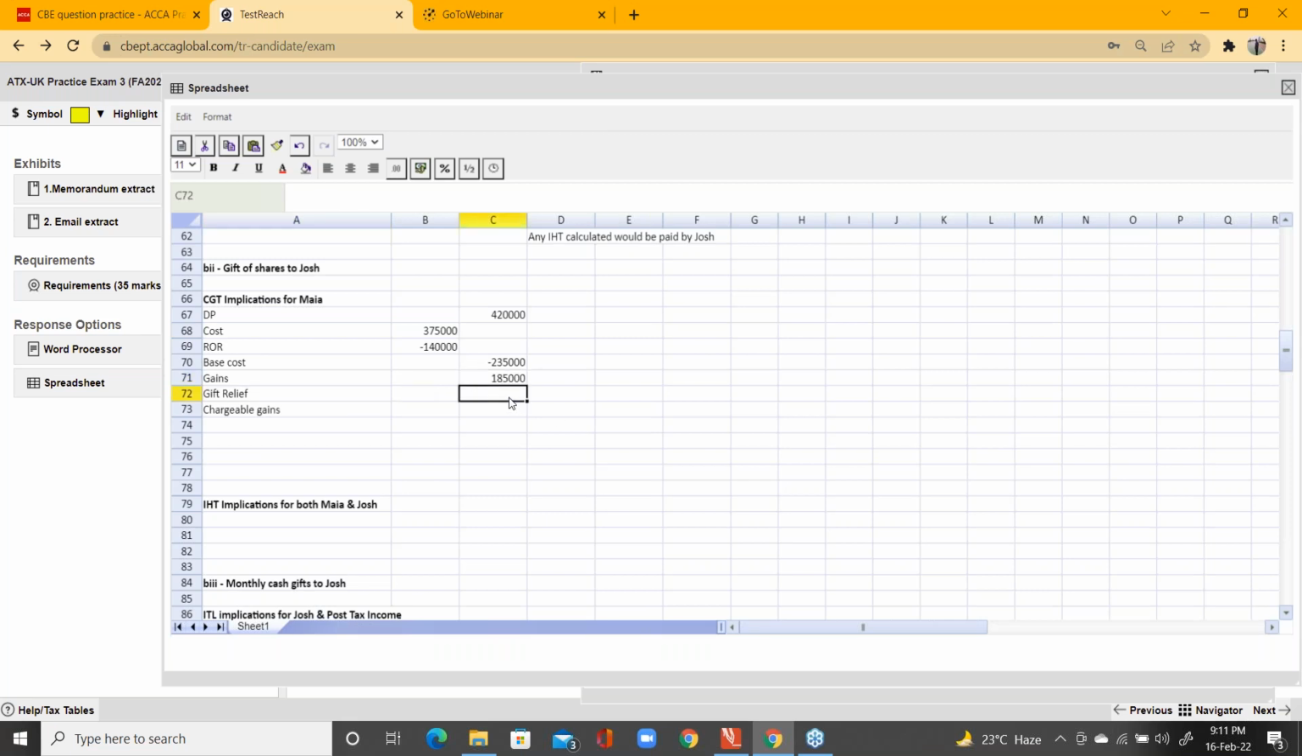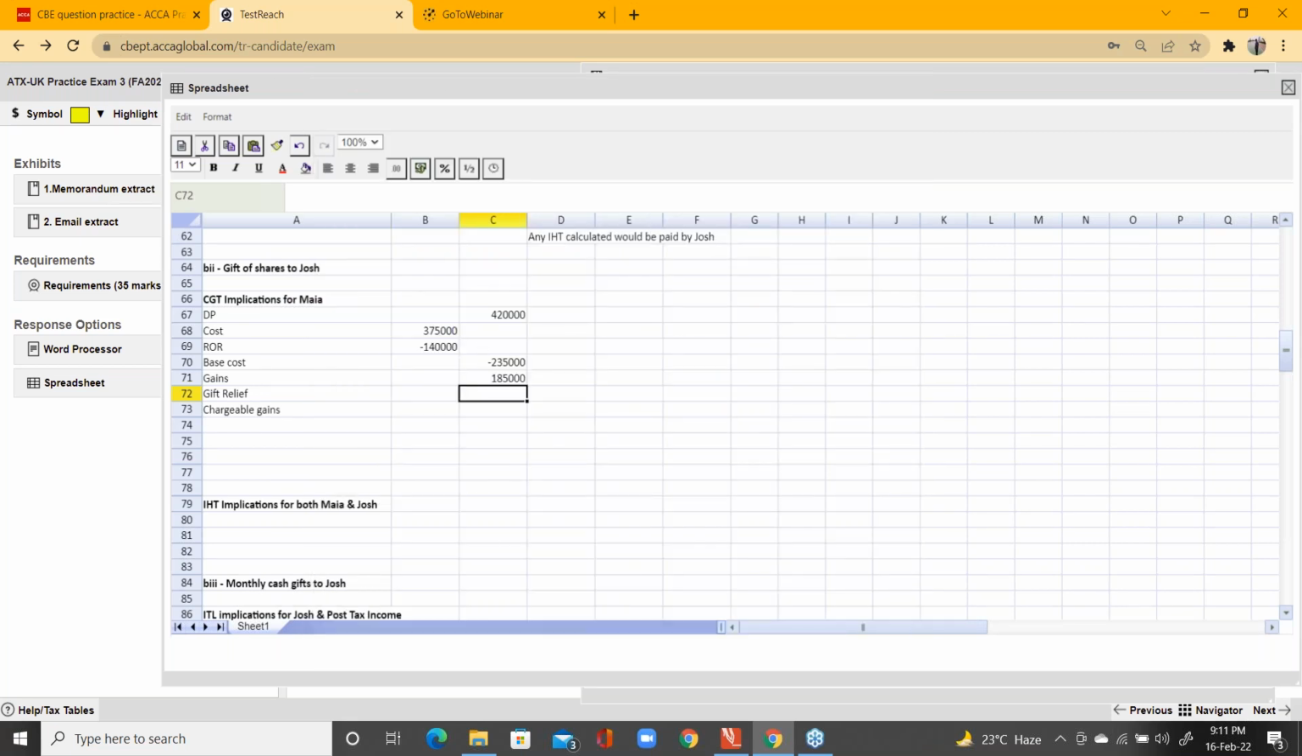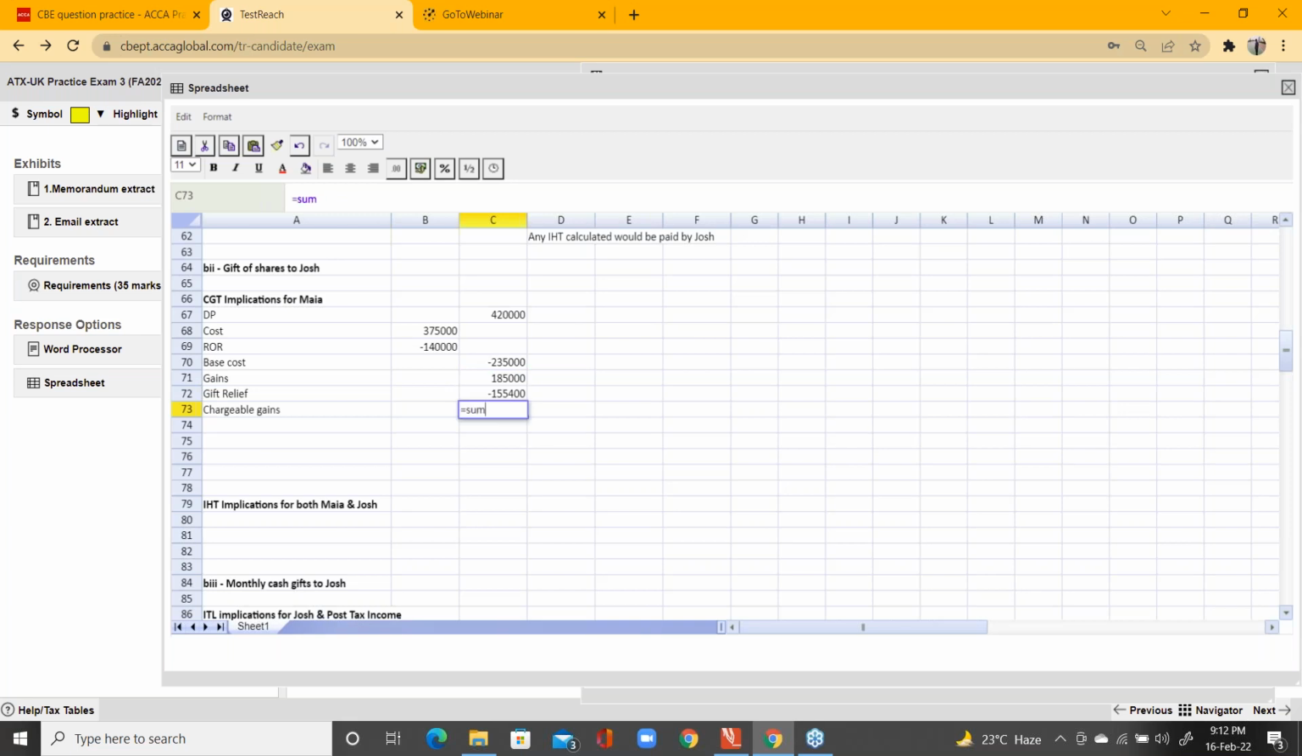Gift relief, very, very important to understand now. Over here in this scenario, it is written that the non-business assets portion is 16%. So it means the remaining 84% pertains to the business assets. So gift relief can be claimed to the extent of the business assets. So it is equal to this value multiplied with the remaining business asset percentage, 84%. So 155,400 is the gift relief claimed, and this relief would be deducted from the gains amount. So chargeable gains are calculated as 29,600.